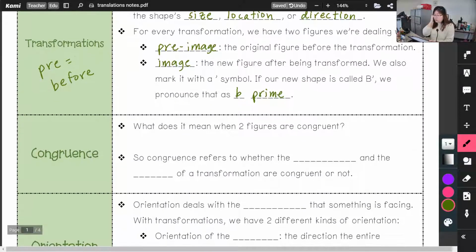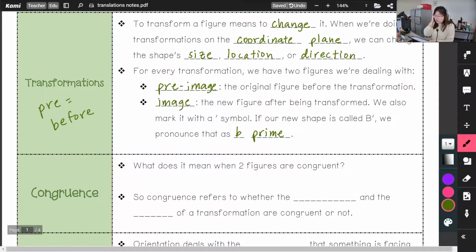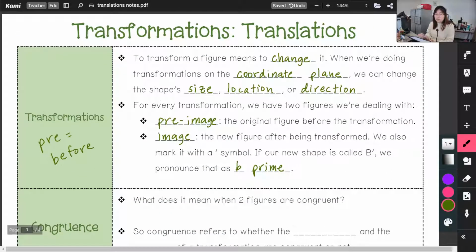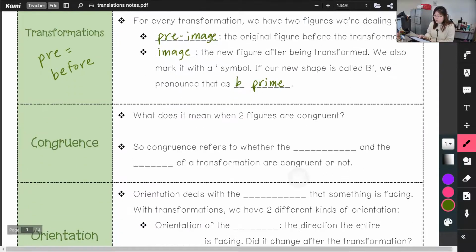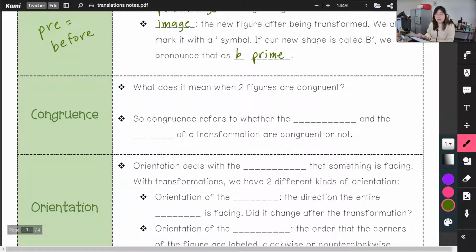Okay, so before we get into what we're doing today, which is focused on translations, we need to talk about a couple of key words, vocabulary words that we're going to use throughout this unit. Okay, the first one is congruence with a CE at the end. Well, that looks very similar to the word congruent, right? Now, what does it mean when two figures are congruent based on our previous knowledge?